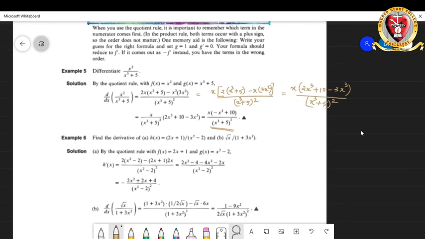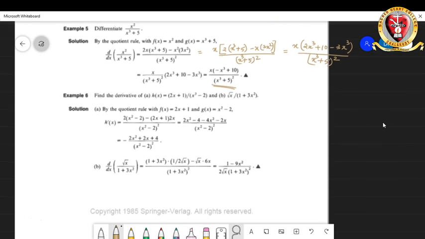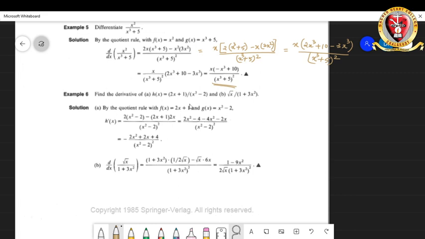Similarly, find the derivative of h of x is equal to 2x plus 1 divided by x square minus 2. So how do we do it? For the first function, f of x will be 2x plus 1. The second function will be x square minus 2. Then simply apply the quotient rule. So h dash of x is equal to derivative of the first function, which is 2, into the second function, minus the first function into derivative of the second function, which is 2x, the whole divided by denominator square. So simplify it and you get the answer here.